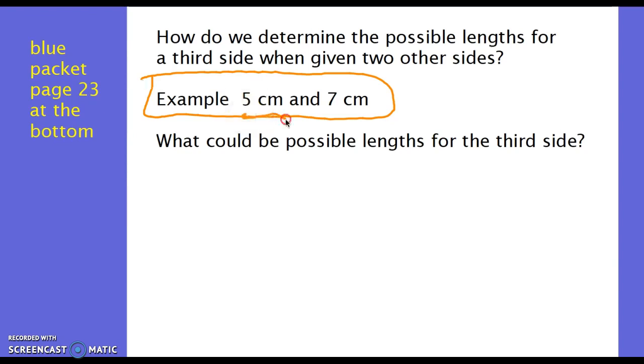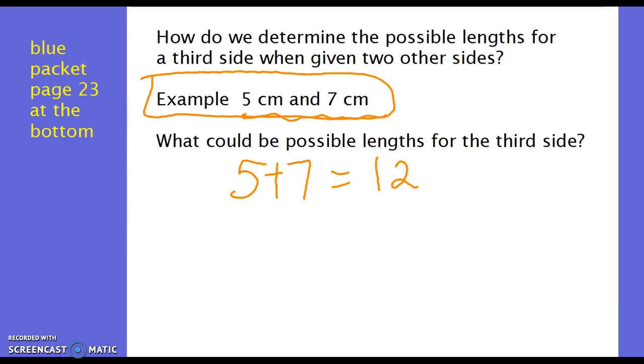So let's say that 5 and 7 are the two smaller sides. So they would have to add up and be greater than the third side. Well, 5 plus 7 add up to 12. So we know, first of all, that the side length of our final side would have to be less than 12, so that these two sides would add up and be greater than the final side.